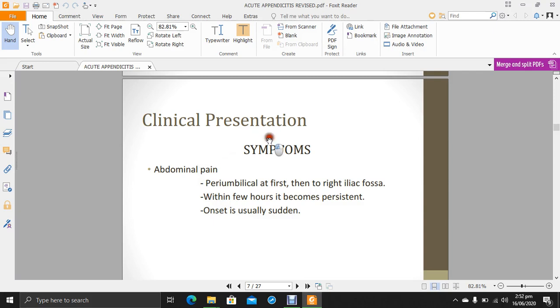In clinical features, first we talk about the symptoms. Abdominal pain. Pain can start in the periumbilical region, can be in the epigastric region, and direct in the right iliac fossa. But from the periumbilical region or from the epigastric region, ultimately it migrates to the right iliac fossa within a few hours. And the onset is usually sudden.